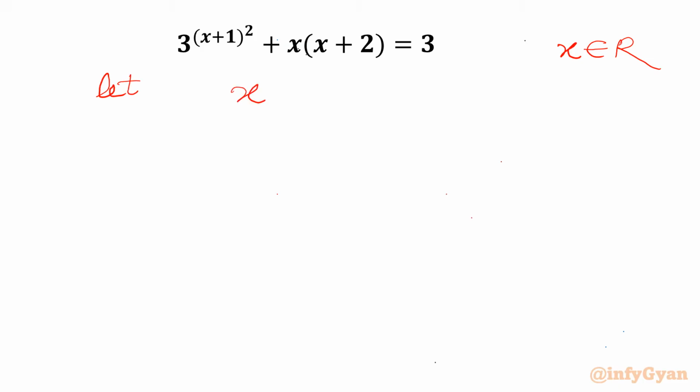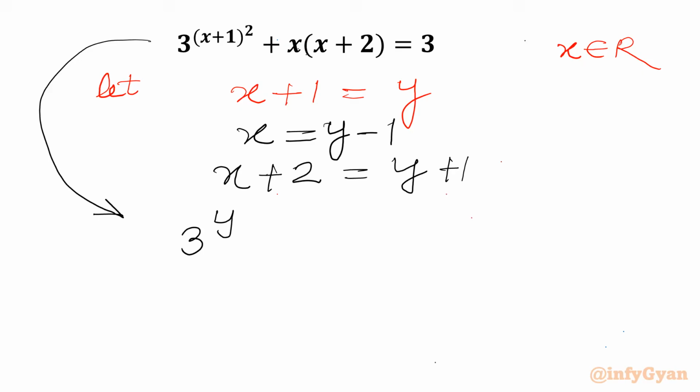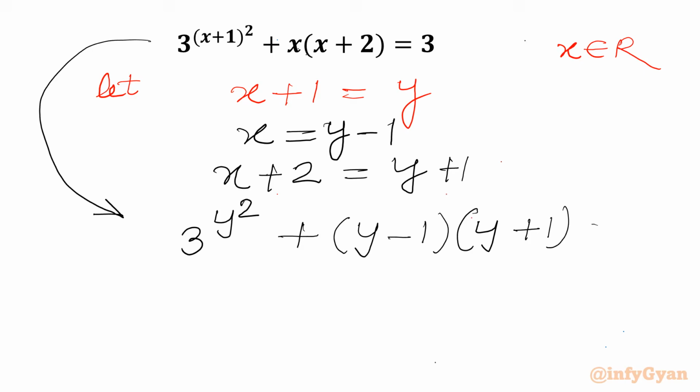I will consider x plus 1 equal to y. Then from here I can write x and x plus 2. So x will become y minus 1 and x plus 2 will become y plus 1. Let's see what will come out from the equation. I can write 3 power y square plus y minus 1 times y plus 1 equal to 3.